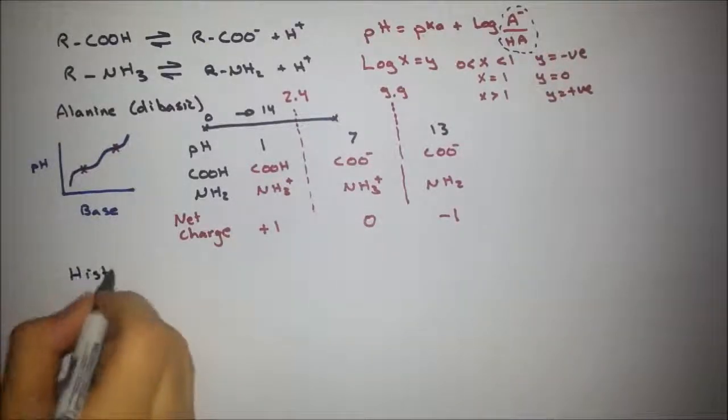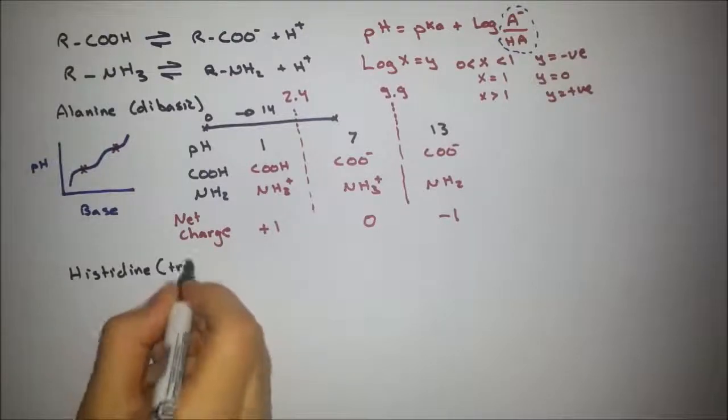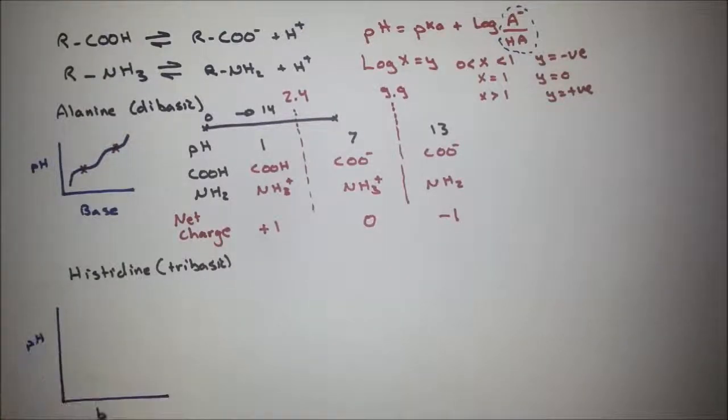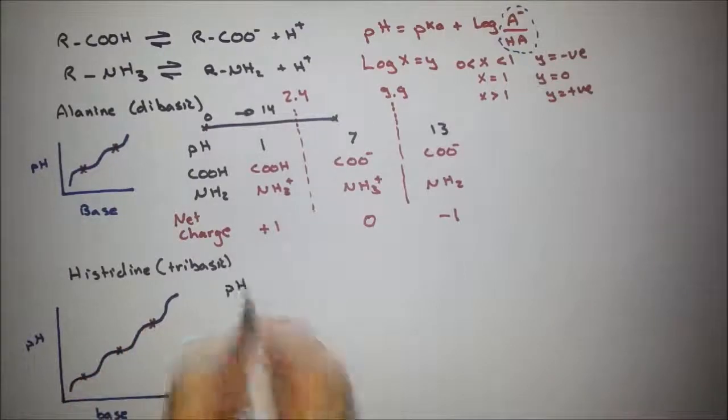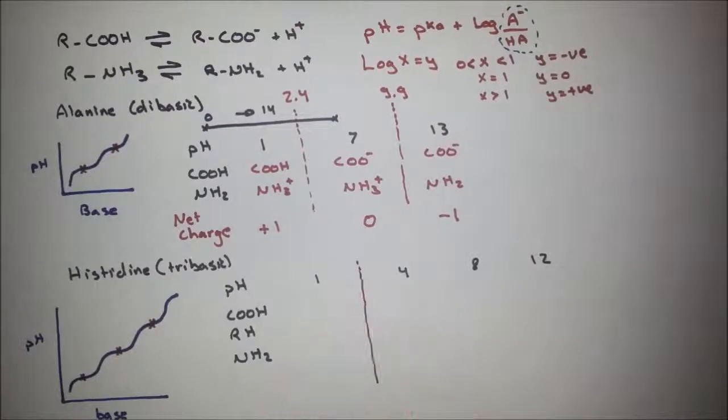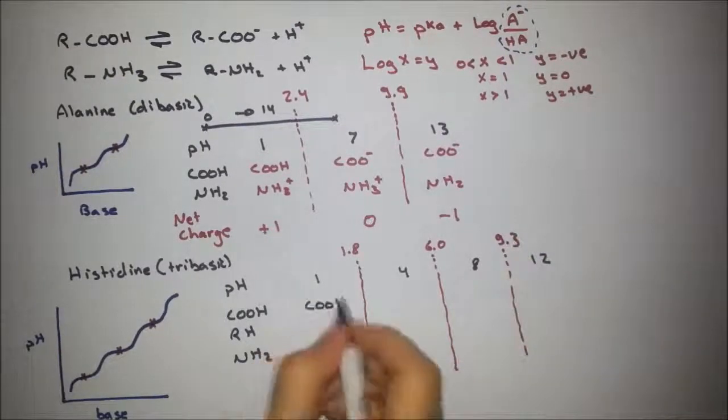The next amino acid we'll titrate is histidine, an example for tribasic amino acids. The titration curve will have 3 zones where the changes in pH are minimal, corresponding to its 3 pKa's. RH represents the side chain. The pH values will be 1, 4, 8, and 12. The 3 pKa values for histidine are 1.8, 6, and 9.3.